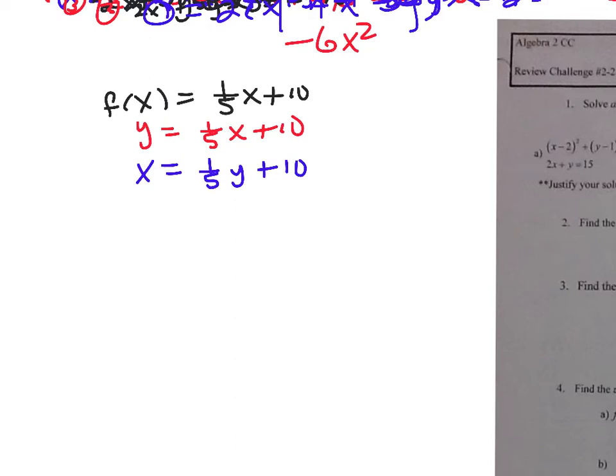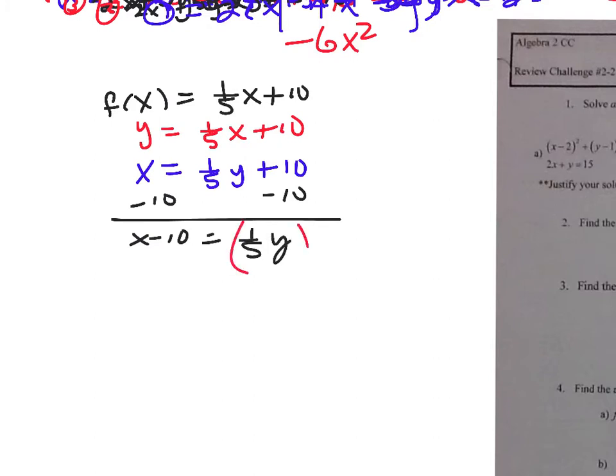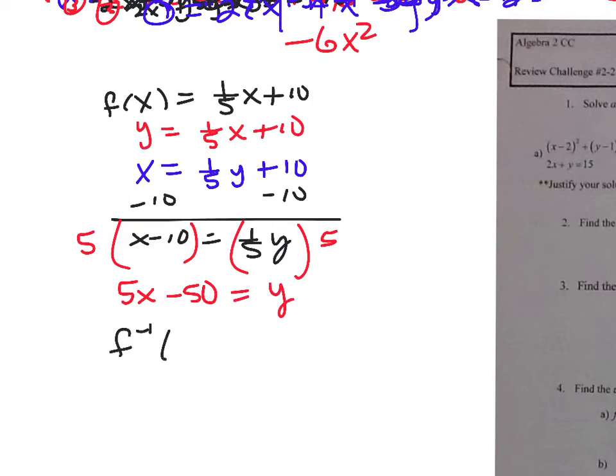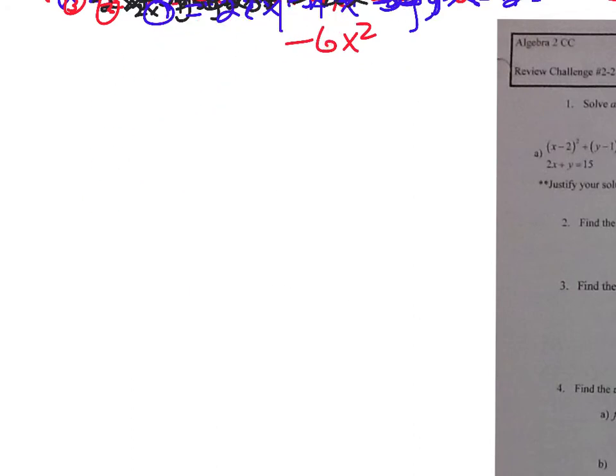Now I'm going to solve for y. So I minus 10. X minus 10 equals 1/5 y. To get rid of the fraction, to get rid of the 5, you multiply both sides by 5. So I get 5x minus 50, make sure you distribute, equals 1y. That's my inverse. So we use inverse notation. The inverse of f of x is equal to 5x minus 50. Okay, so let's take a look at the next one.